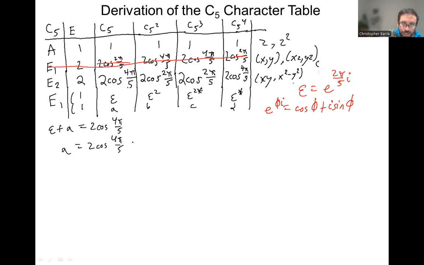And epsilon is cosine 2 pi over 5 plus i sine 2 pi over 5, so minus epsilon gives minus cosine 2 pi over 5 minus i sine 2 pi over 5.